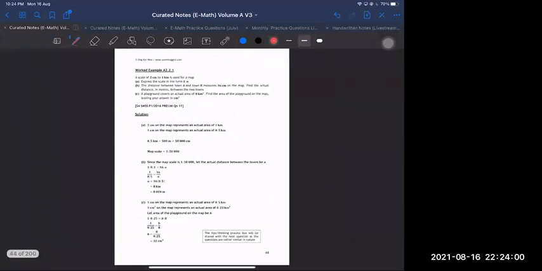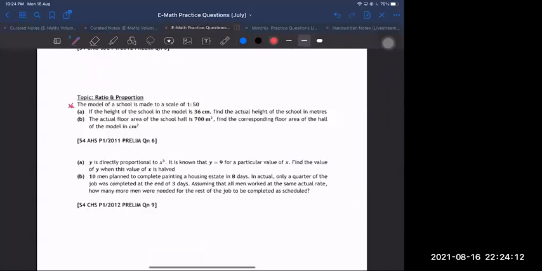There are example questions as well, to prove every single type of question out there. You just need to memorize what these 5 question types are, and you can solve every single map scale question out there. So let's do it together.